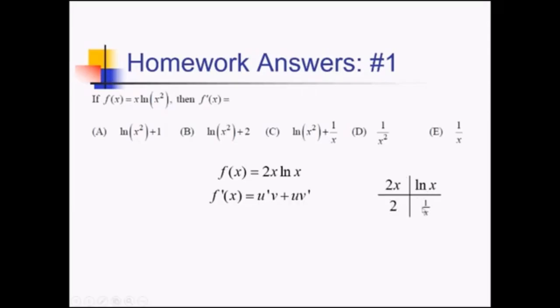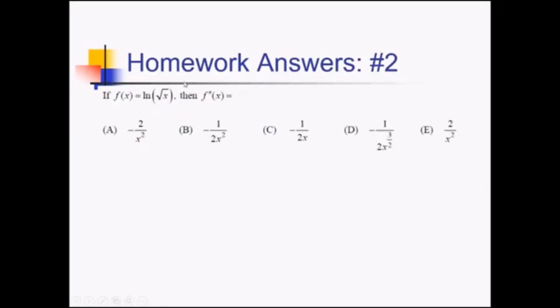Using the ribbon now to put it back together, I've got 2 ln of x, and then plus 2x times 1 over x. But this is really 2x over x, which just reduces to 2. And is that one of the answer choices? Doesn't look like it. However, using the rules of logs, we can actually pop this 2 back in as an exponent on the x. So if I wanted to, I could write this as ln of x squared plus 2. And that is one of the answer choices, choice B.